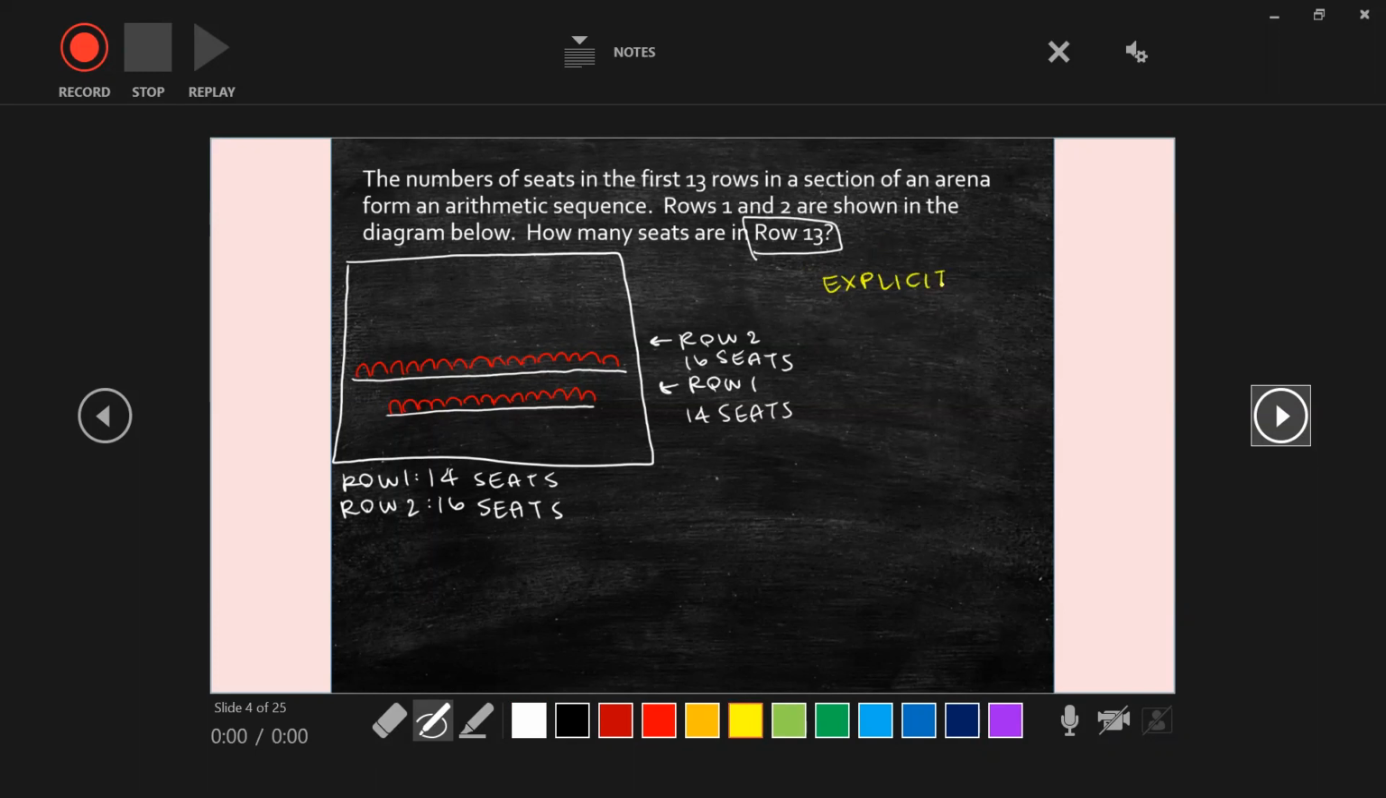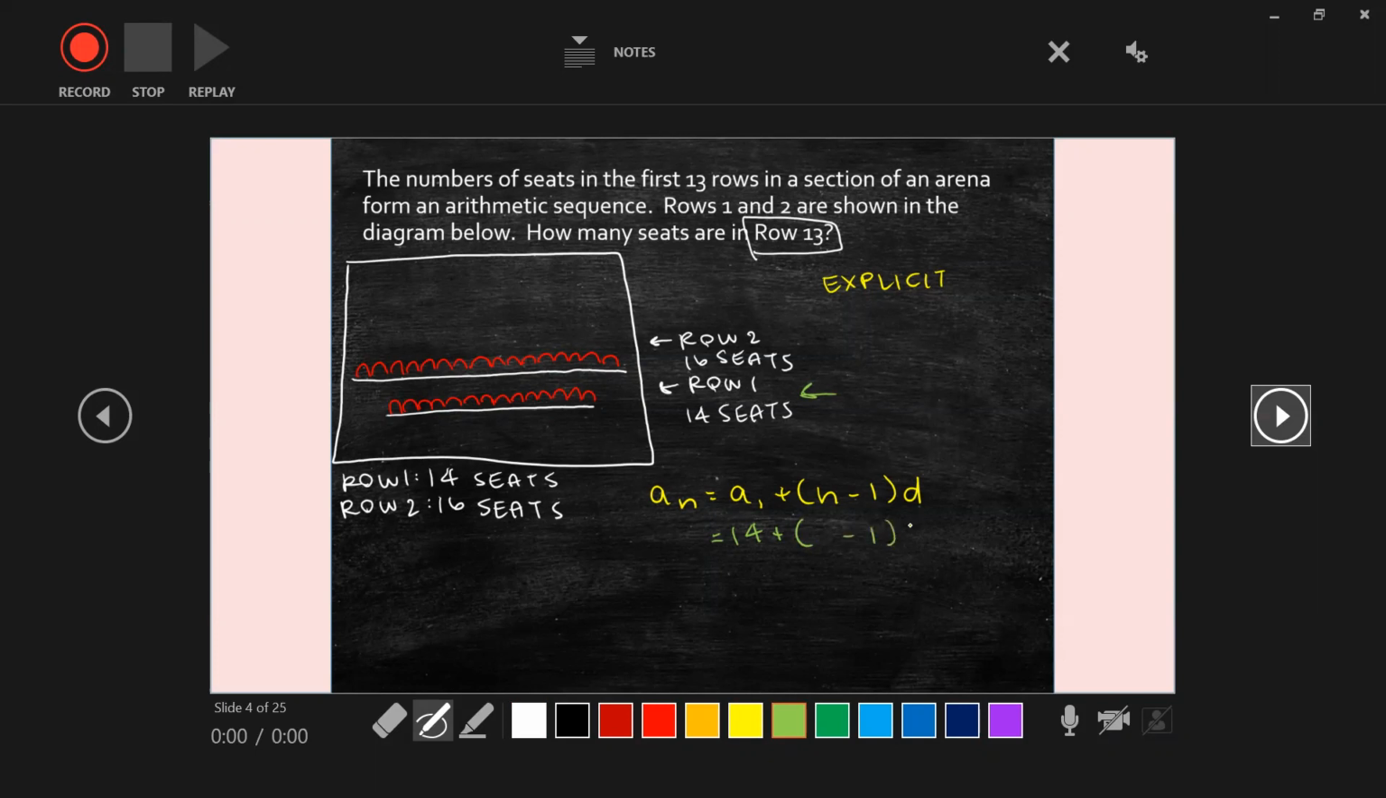So if I'm doing an explicit arithmetic sequence, then that means that I am using the definition A sub n is equal to A sub 1 plus n minus 1 times D. Let's see if we can identify any of these components. So A sub 1 is our initial condition. That's our starting point. Well, what are we starting with? We're starting with the first row. So we're starting with 14 seats. We are adding n minus 1, and we're multiplying that by D.